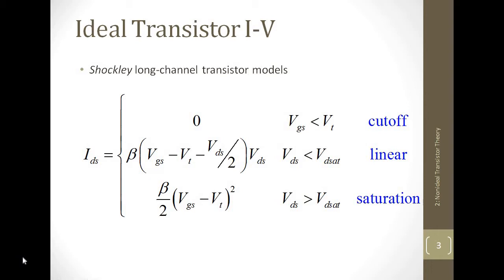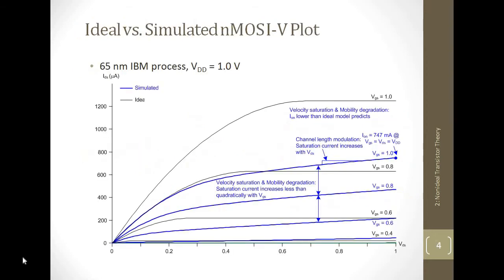Whereas in the cutoff region, there is no VGS as well as no VDS. That's why we say it is operated in the cutoff region, so the drain current is 0. Whereas the drain current is beta into VGS minus VT minus VDS by 2, into VDS in the linear region, and it is beta by 2 into VGS minus VT whole square in saturation. So these are the simulated ideal NMOS current plot, or IV characteristics.